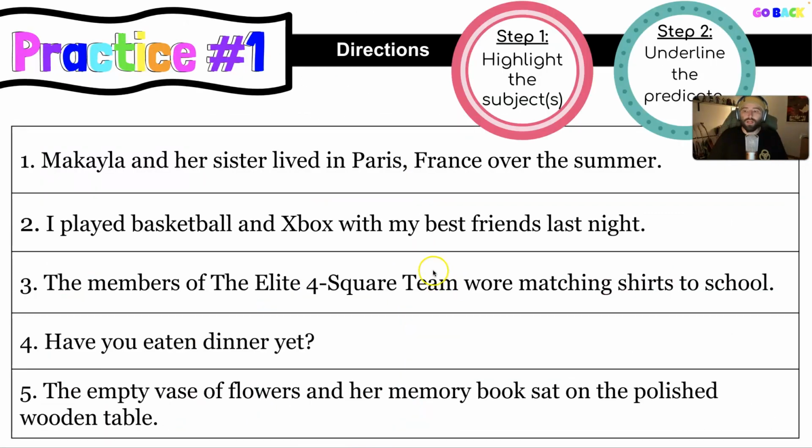So moving on to our practices. With our practices, all I ask is that you look at the directions. So step 1, highlight the subject. You want to highlight whatever you think the subject is here. It could be a simple subject or a compound subject. And then you want to underline the predicate. Same idea. It could be a simple predicate or a compound predicate.